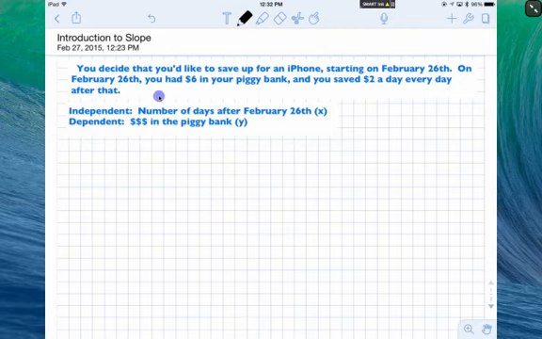I've already gone ahead and defined the variables. I hope this wouldn't be an issue for you: the independent variable will be the number of days after February 26th, and we'll call that X. Our dependent variable will be how many dollars you have in the piggy bank, and we'll call that Y.